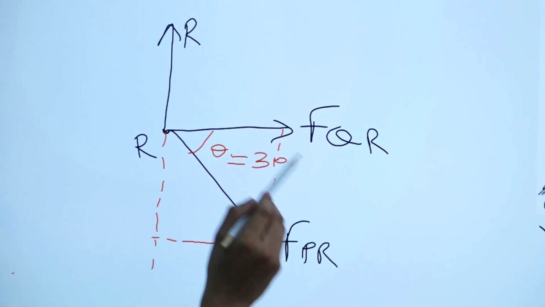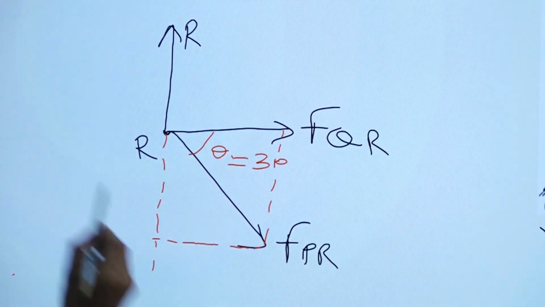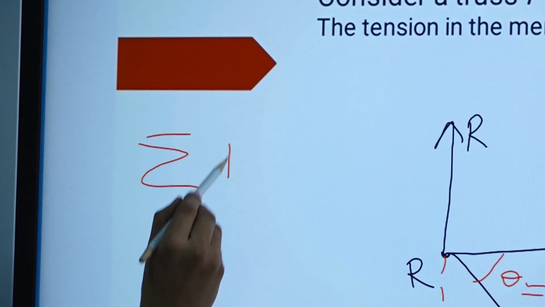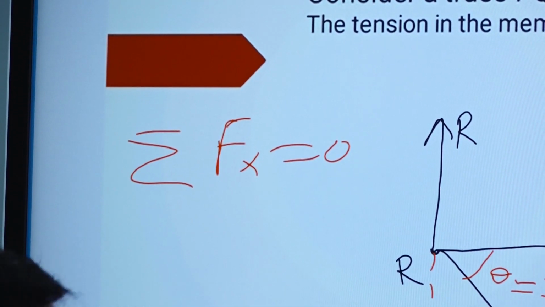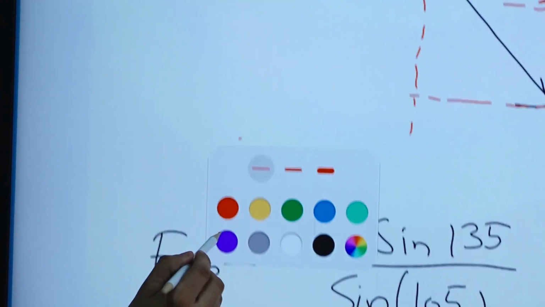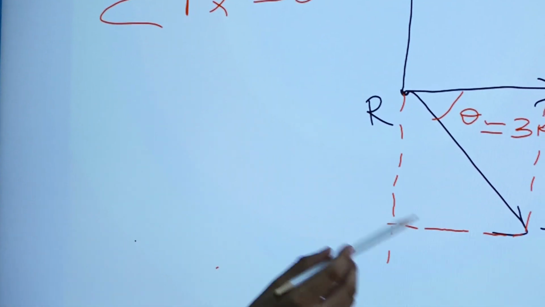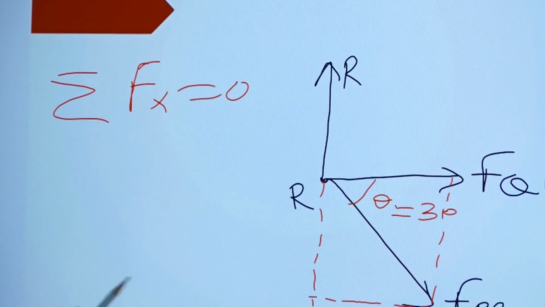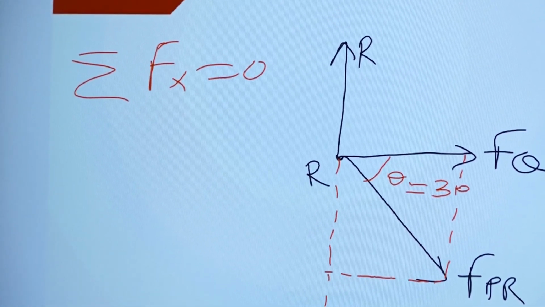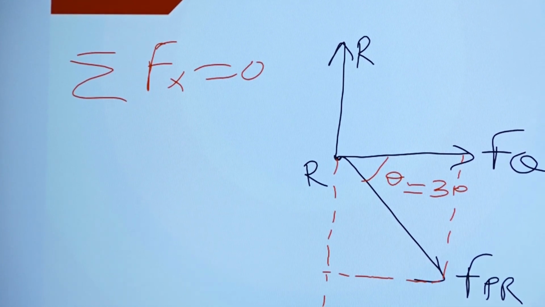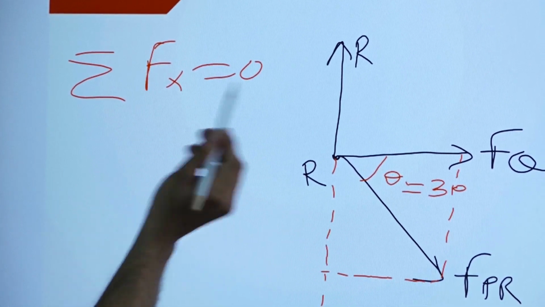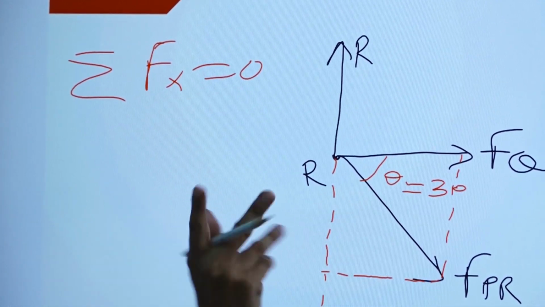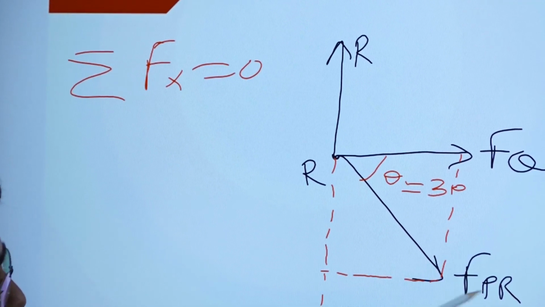So FPR cos 30 will be equal to FQR, right? How? Because sigma Fx should be 0 at the point R. So at the point R, sigma Fx is equal to 0. Then only this point R will remain in equilibrium. If it is not in equilibrium, it will keep on moving, right? If it is in equilibrium, it will be static here. So sigma Fx is equal to 0. In the x direction, we have only two forces: one is FQR, the other is FPR cos 30.